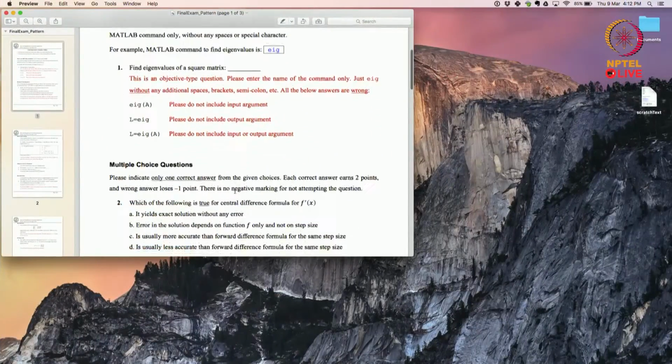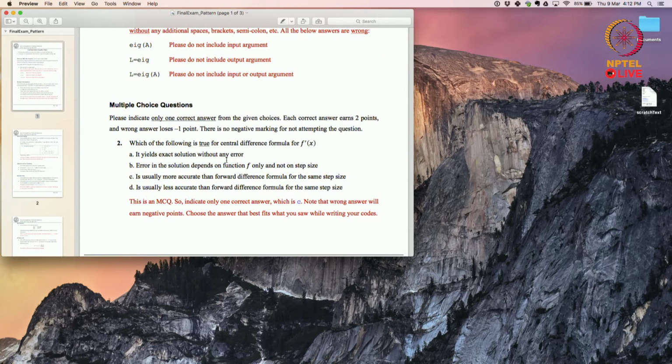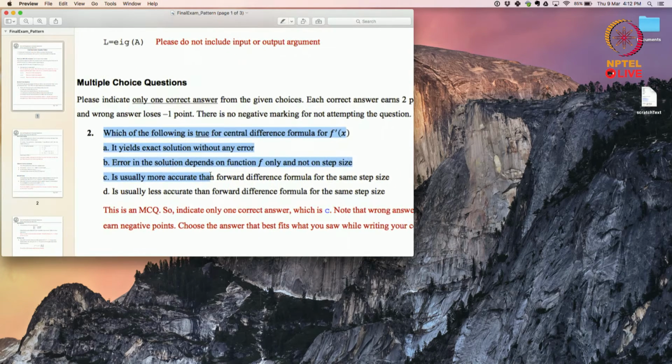Let us go to the second set of questions, and the second set of questions are multiple choice questions. You need to be a little bit careful with respect to multiple choice questions, because there is a negative marking: 2 points for the correct answer, -1 for the wrong answer. Just let us look at the multiple choice question that we have over here.